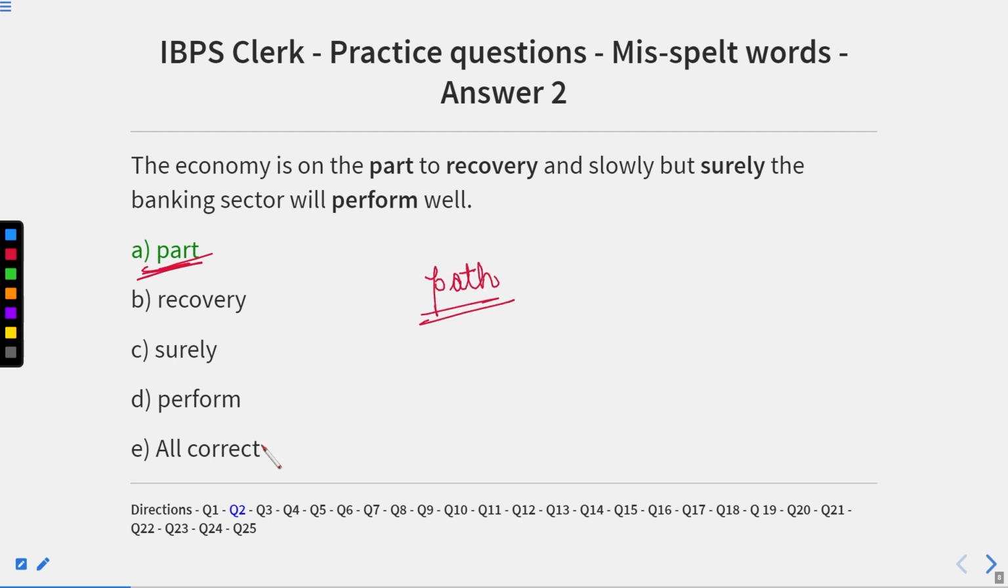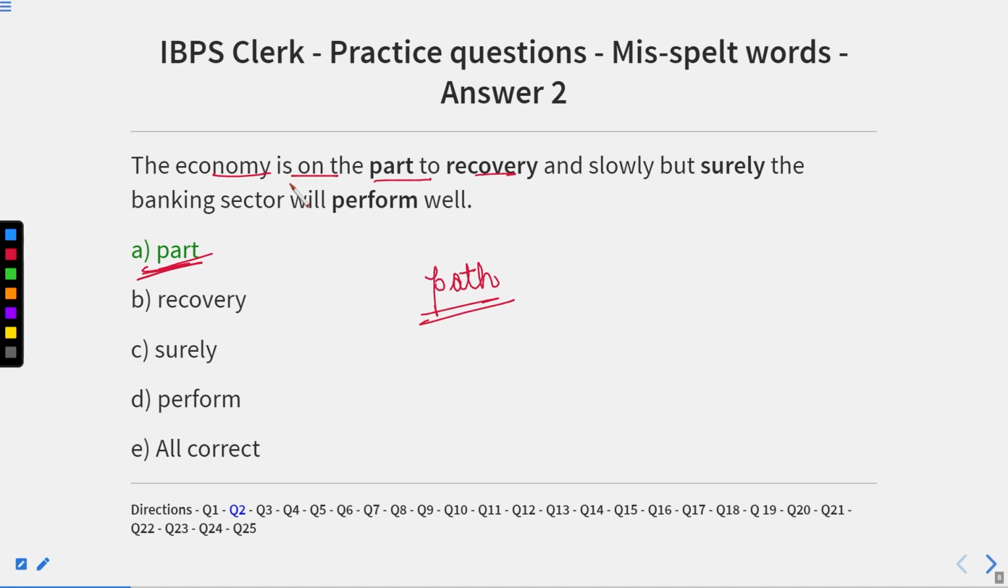Now, this word is absolutely correct. So, the correct sentence should be, the economy is on the path to recovery. It means it is on the track to get recovered. And slowly but surely the banking sector will perform well. So here this part is incorrect according to the context of the sentence. Instead, it should be replaced with path.